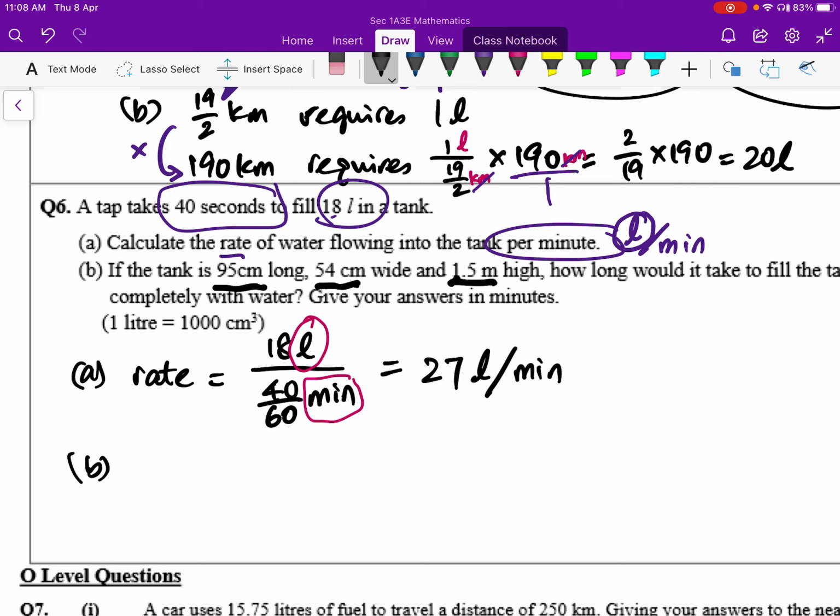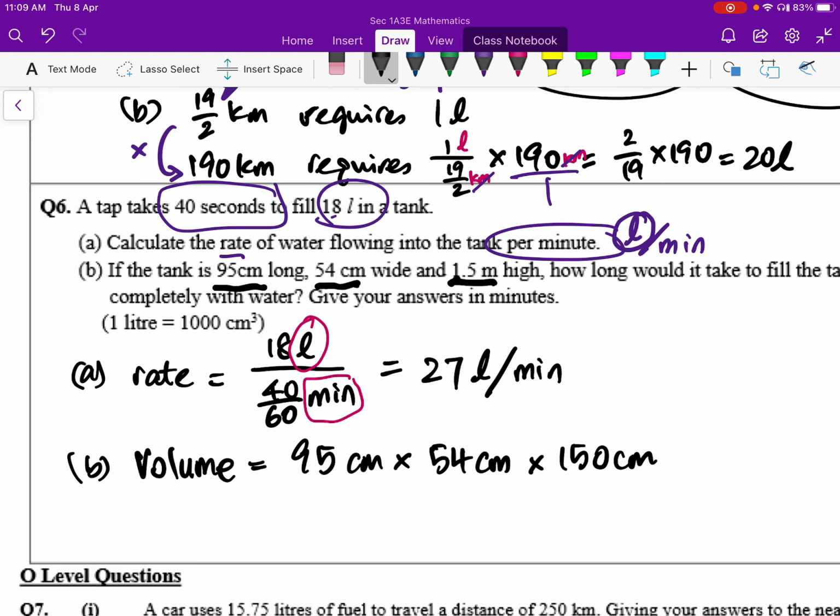If we change the meter to cm, your volume will then be in cubic centimeters. Do you know how to convert cubic centimeters to liters? You should remember lah. 1000 cubic centimeters is 1 liter. 1 cubic centimeter is the same as 1 milliliter. Same thing. So volume will be 95 times 54 times 150 cm.